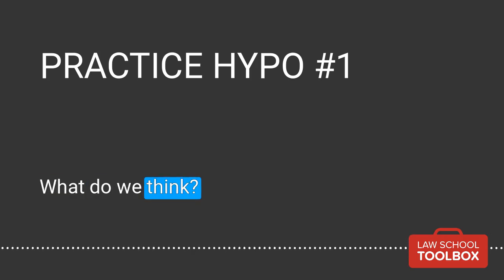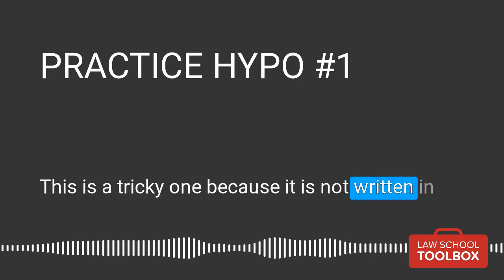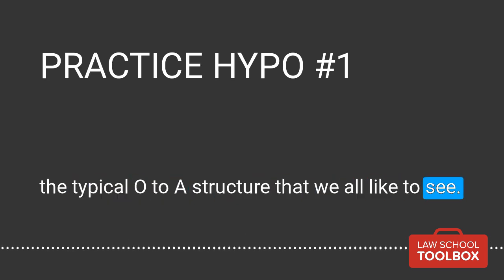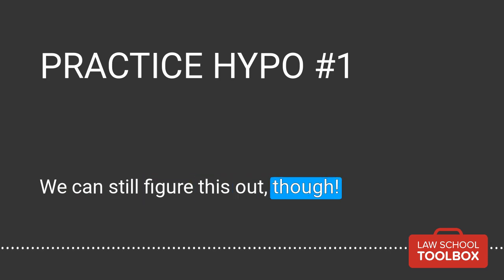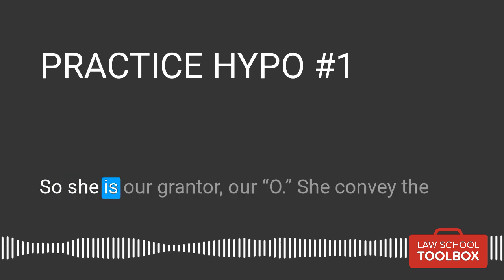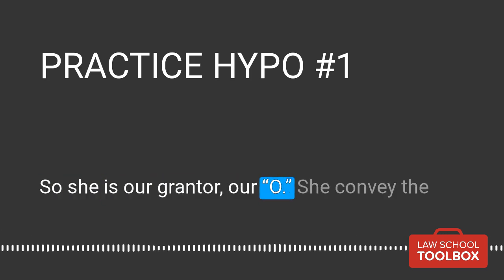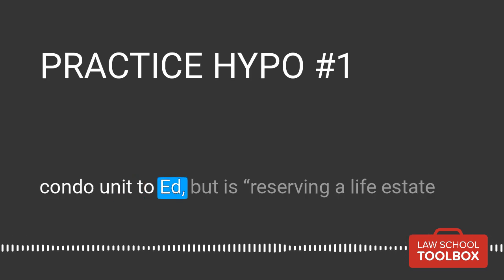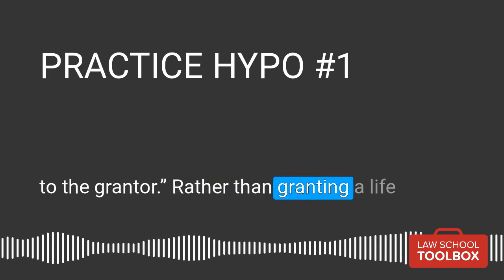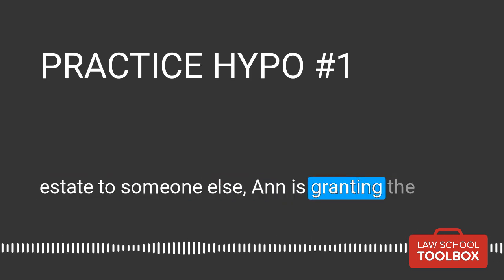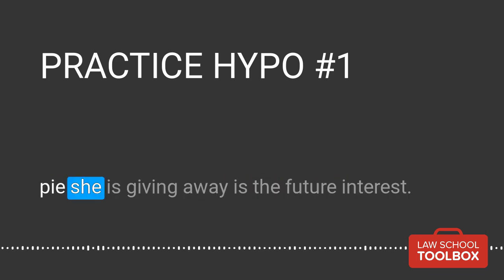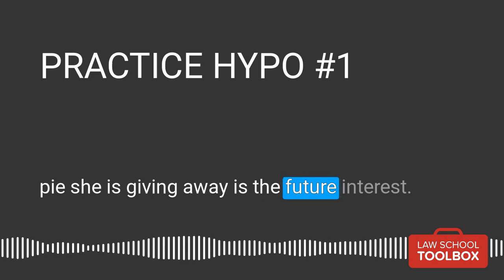What do we think? This is a tricky one because it is not written in that traditional O to A structure that we all like to see. We can still figure this out, though. Here, Anne purchased the condominium unit initially, so she is our grantor, RO. She conveyed the condo unit to Ed, but is reserving a life estate to the grantor. Rather than granting a life estate to someone else, Anne is granting the life estate to herself, and what the piece of the pie she is giving away is the future interest.